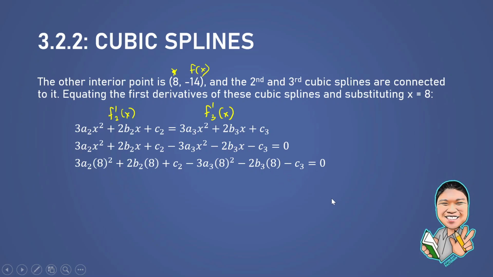And when you perform the product of this, you will find equation 8, which is 192a sub 2 plus 16b sub 2 plus c sub 2 minus 192a sub 3 minus 16b sub 3 minus c sub 3 is equal to 0. So there, we now have equation 7 and equation 8. So we have two equations in step 2, which is what we actually expect.